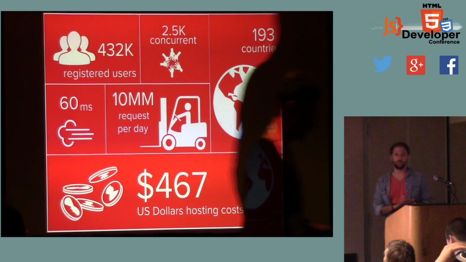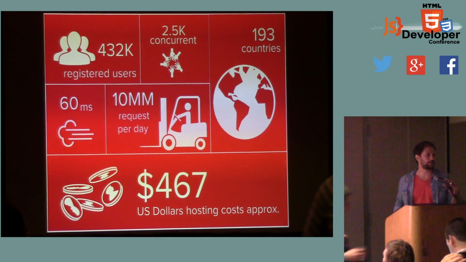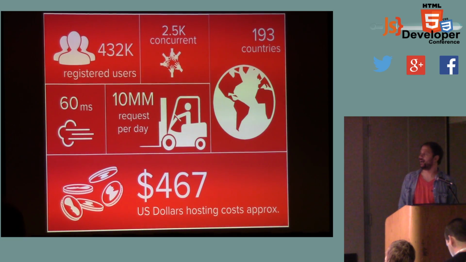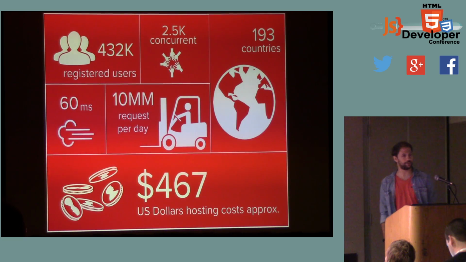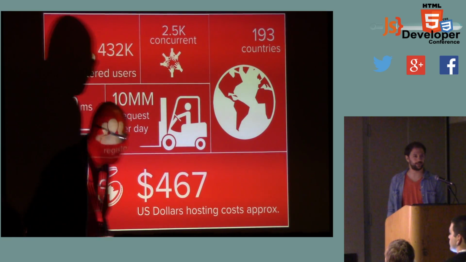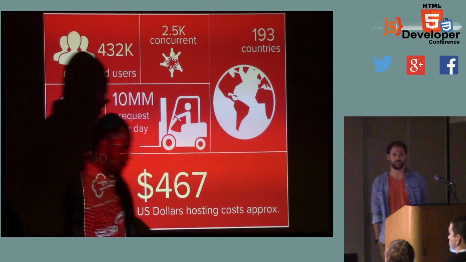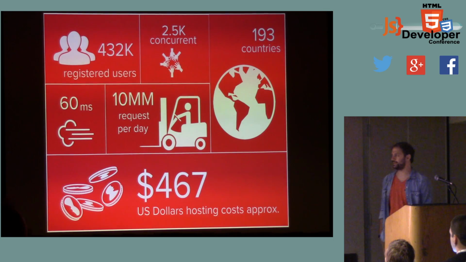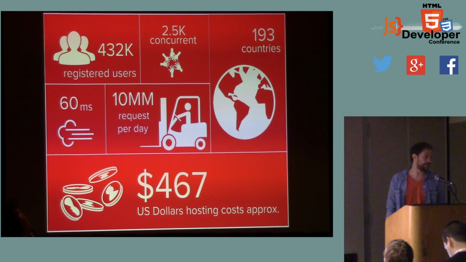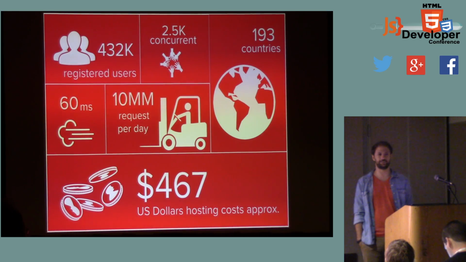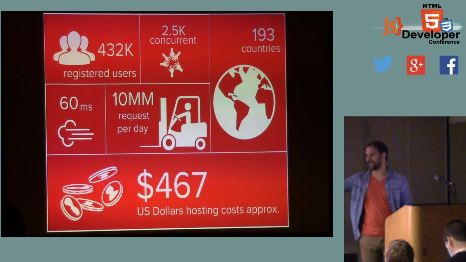This is a quick glimpse of where we are today. We have 432,000 registered users, 2.5K are concurrent, and people are spread over 193 countries. Our average response time is around 60 milliseconds. We serve 10 million requests per day, and we spend around $467 to host all that.